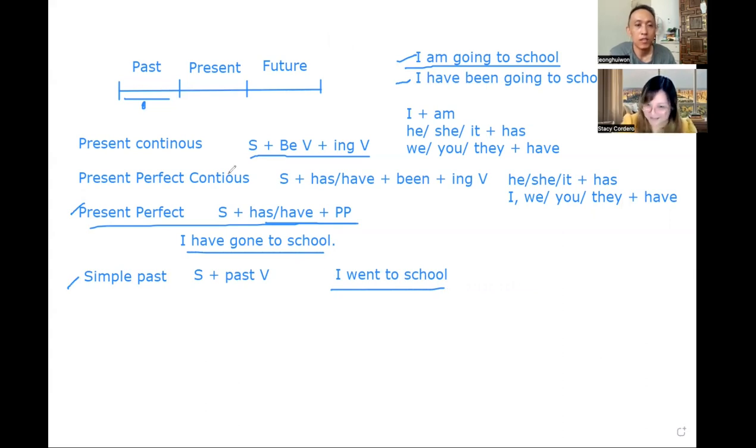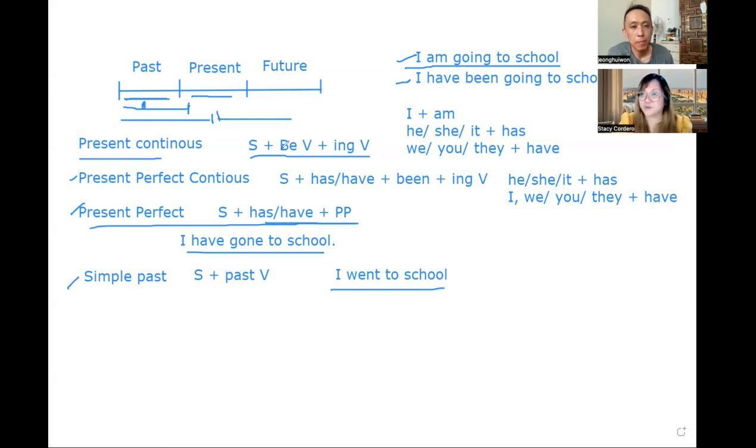Great. So simple past is just inside the past, and then present perfect is from the past, and it recently ended here. Present perfect continuous started from the past, paused, but will continue in the future. And lastly, present continuous is just inside the present time. Okay, so that is when we use them.